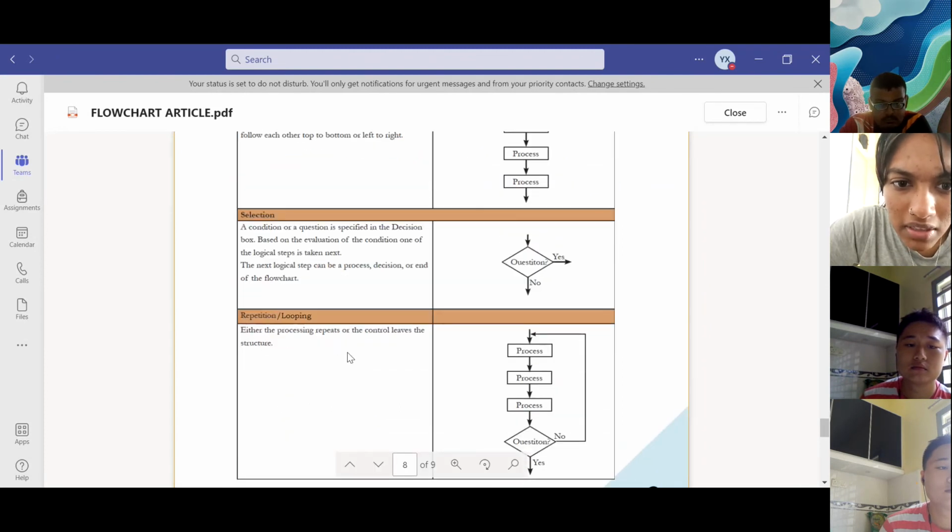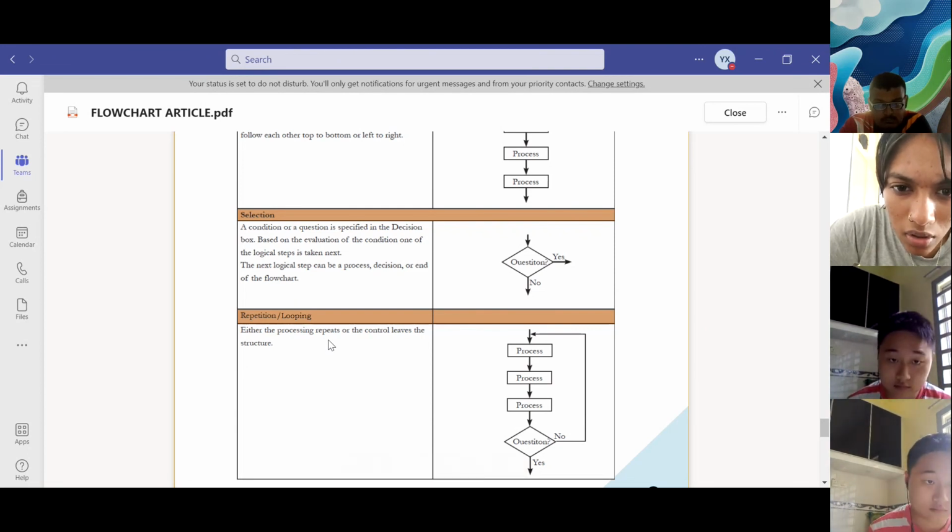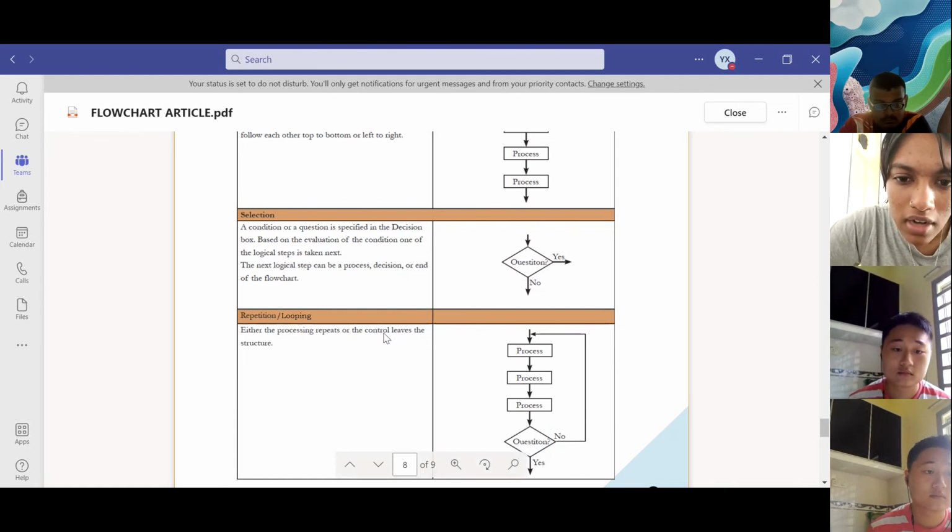And as for repetition or looping, either the processing repeats or the control leaves the structure. If it is yes, you will have to just go down, and if it is no, it will just have to be on the right.